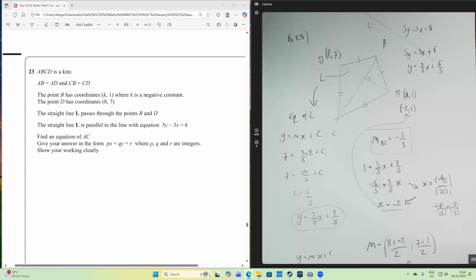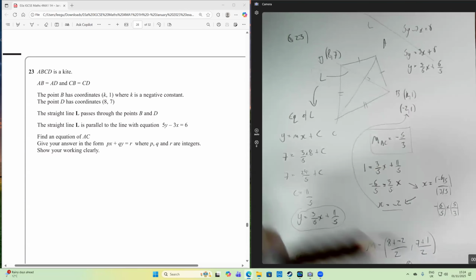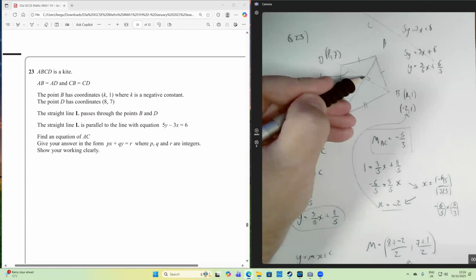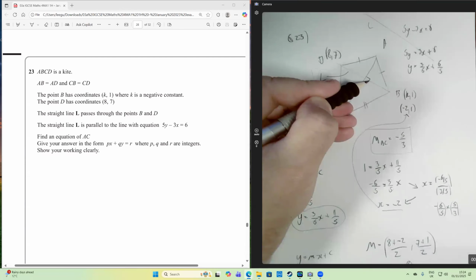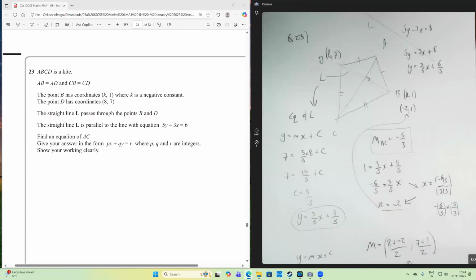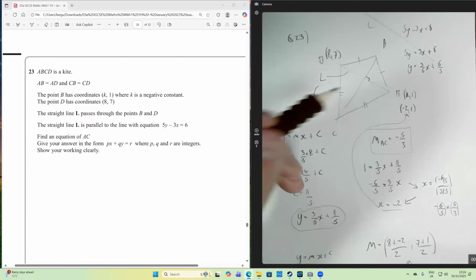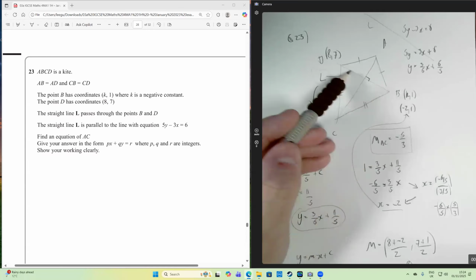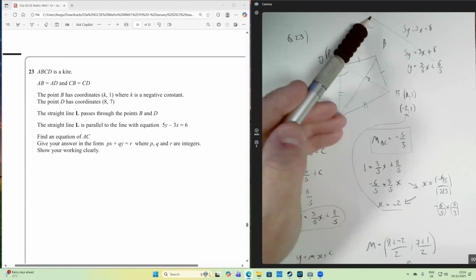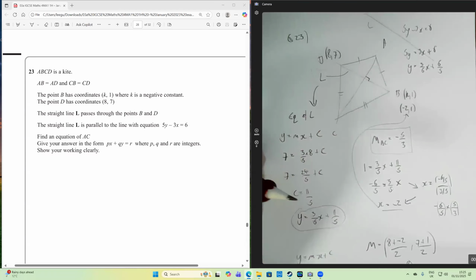Let's think about how on earth we are going to tackle this. Well, one of the unique properties of a kite is that the diagonals intersect at 90 degrees, and that's a property that is not very commonly remembered. So the diagonals are perpendicular to each other. And they've gone to the length of telling us that this line L, going through B and D, is parallel to this line up here. I've just drawn a generic line.